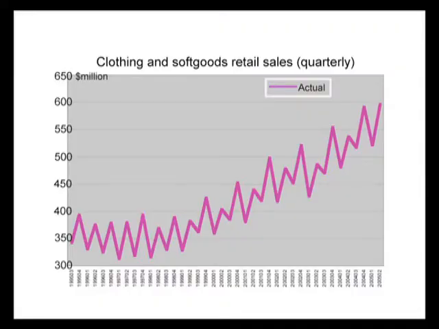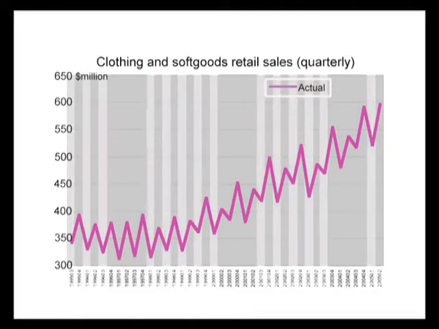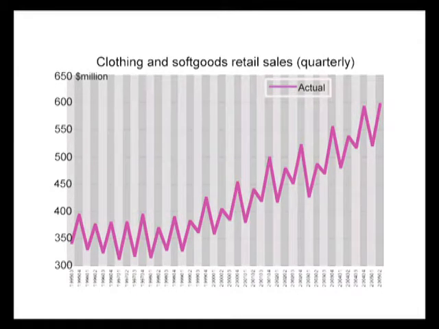I'm going to show you two series today and we'll have a chat about those. The first one is a retail trade clothing series. It's a quarterly series, which means that every quarter the amount of sales is measured from stores that sell clothing, soft goods, that kind of thing. So let's have a look at the series and see what it can tell us.